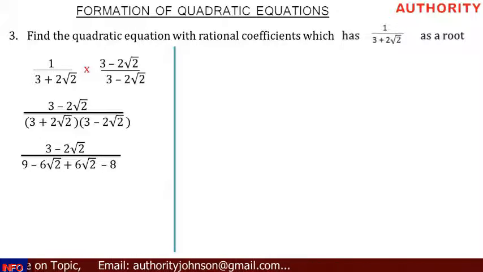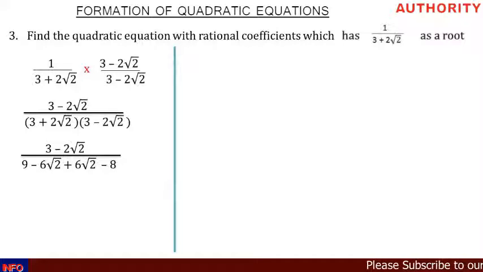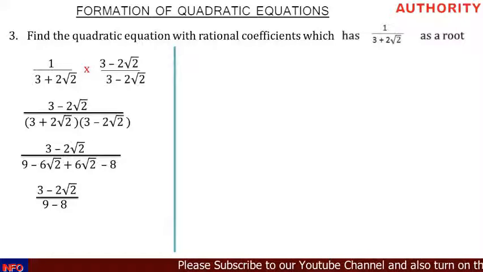Now let's go. We have 3 minus 2 root 2 all over 9 minus 6 root 2 plus 6 root 2 minus 8. You get it? Yes. Now here we have minus 6 root 2 plus 6 root 2, so this will cancel each other. Okay? So we'll be left with 9 minus 8.